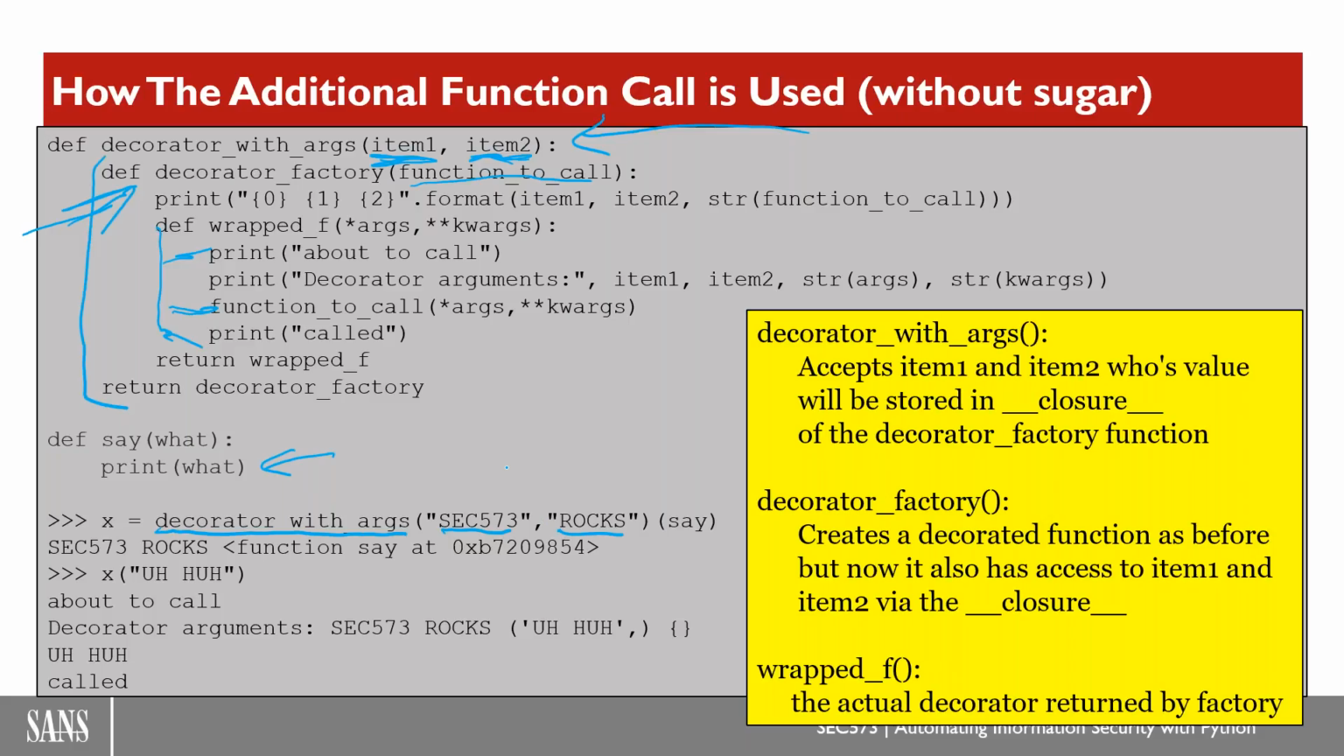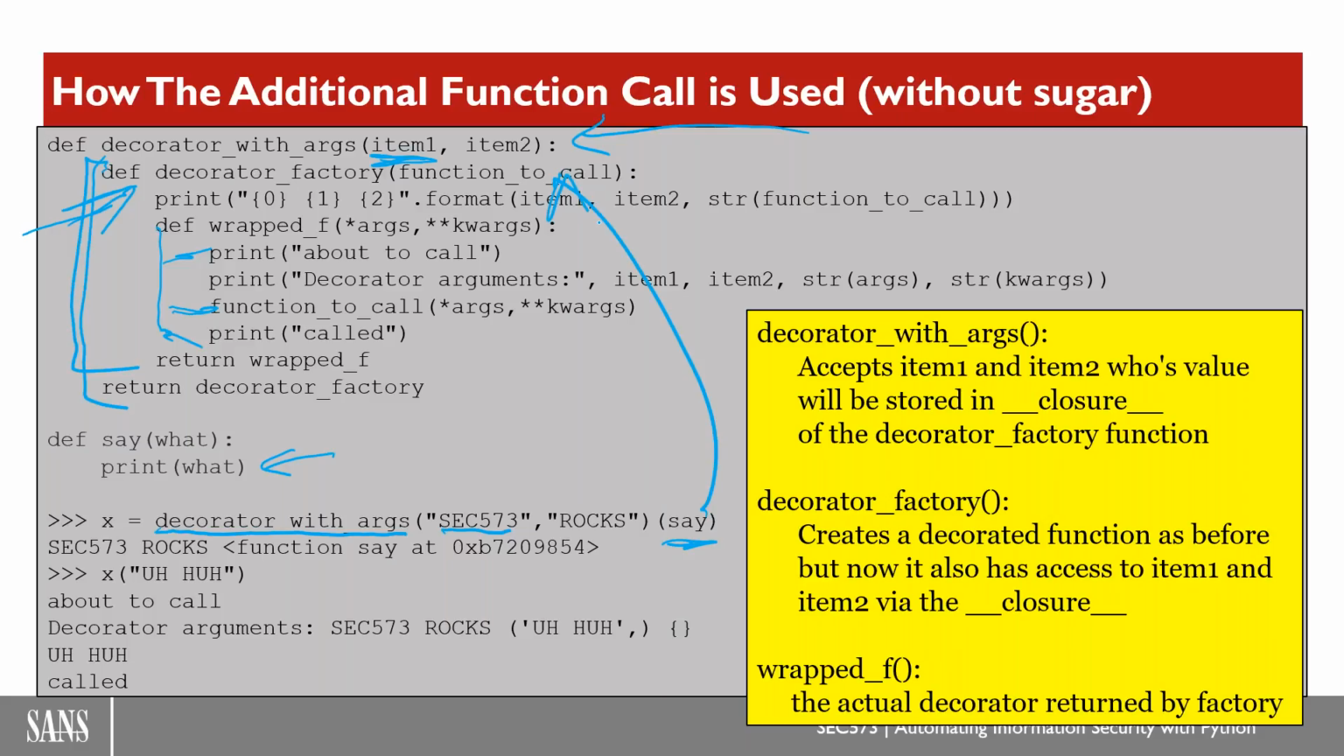SEC 573 is going to be assigned to the variable items. Rocks is going to be assigned to the variable items 2. This is then going to generate this function here with those values inside of its memory. And then it's going to call say. It's going to call this decorated function, passing in say as its argument. Say is then going to be passed a function to call, and it's going to execute just as it did before.